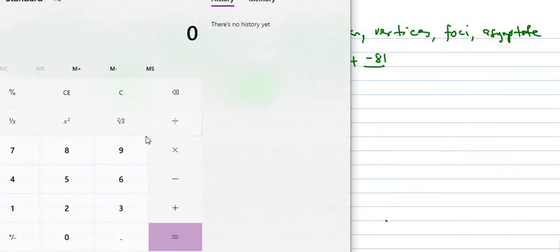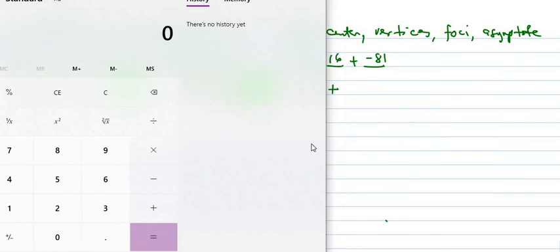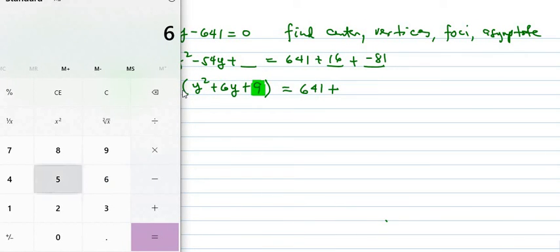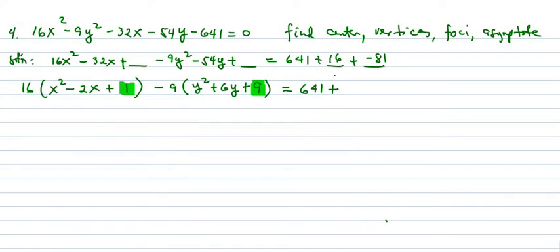we have our calculator: 641 plus 16 minus 81. That is equivalent to 576. Okay, so actually we already calculated this one. It is no longer 641 but it is 576. So again, 576 is equivalent to 641 plus 16 minus 81.